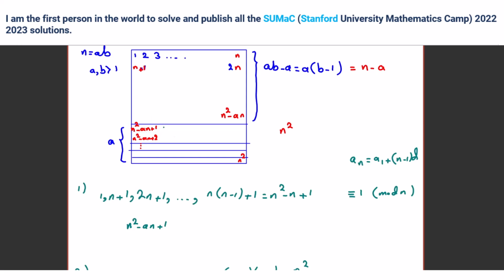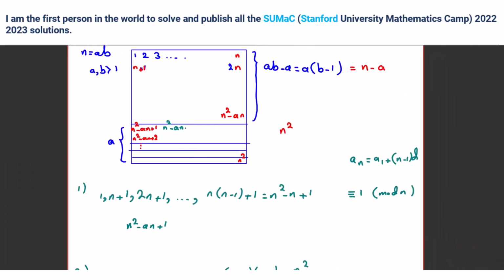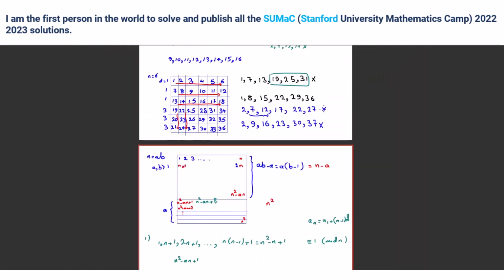n squared minus n plus... Minus n plus what? What's special about the a rows? Look, it is exactly like this. Here a is what? In this case, a is 3. Yes, here, a rows, 3 rows here.